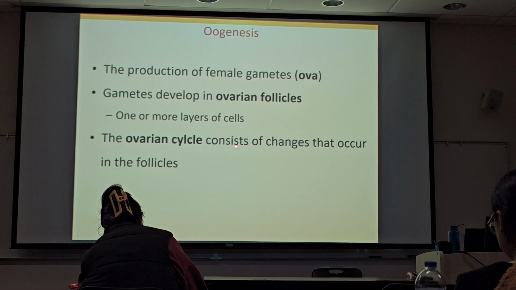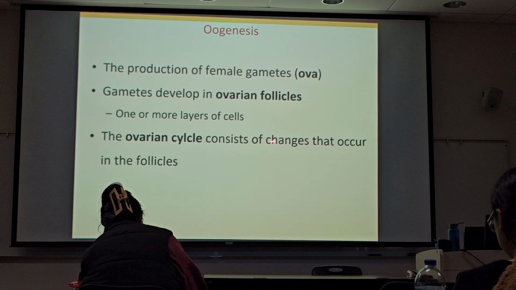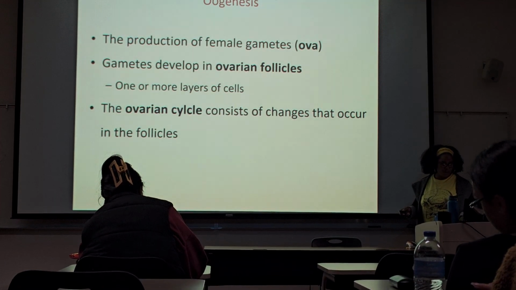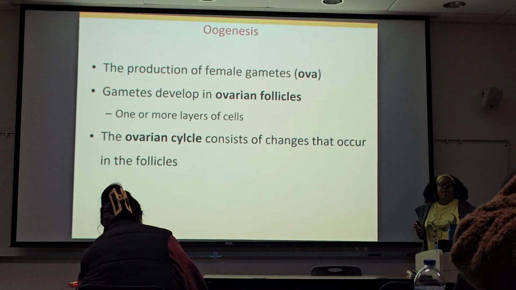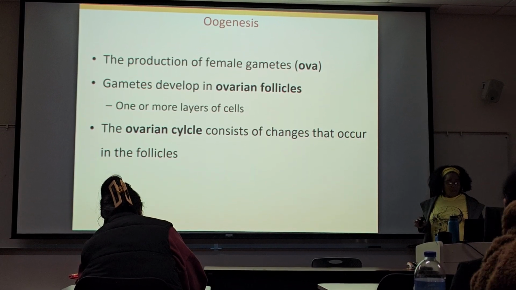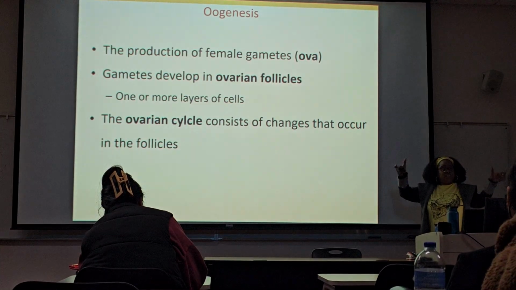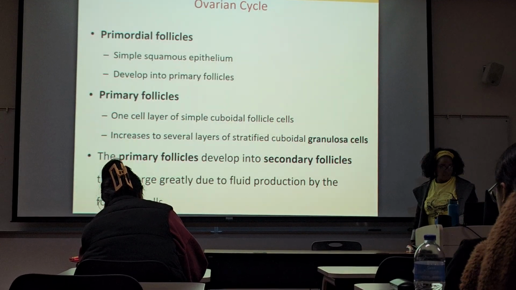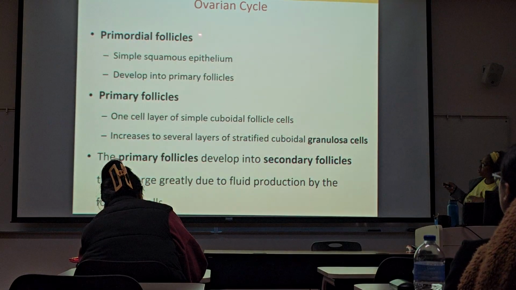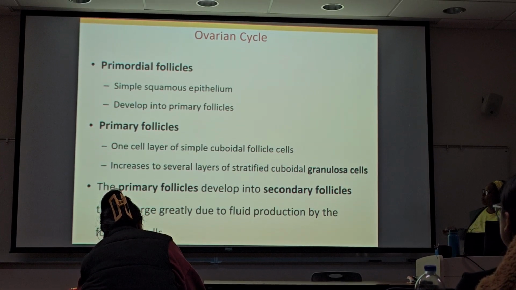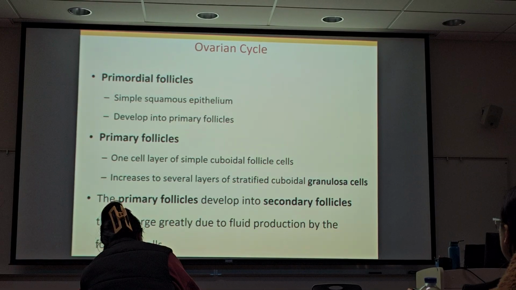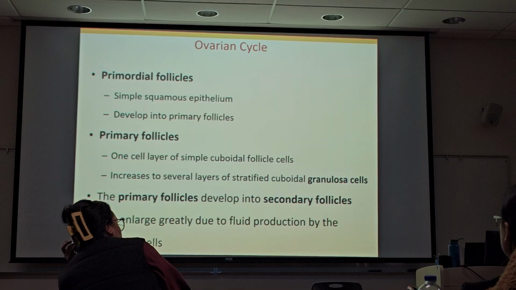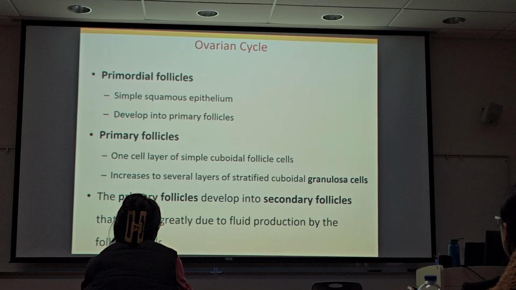And the ovarian cycle is the changes that happen to the follicles. Not the egg, but to the follicles. So we can first think about what happens just to the follicles. The follicles are layers of cells that surround an egg inside of it. The ovarian cycle is changes in the follicles. We start with primordial follicles. And these are going to consist of a simple squamous epithelium surrounding an egg inside.